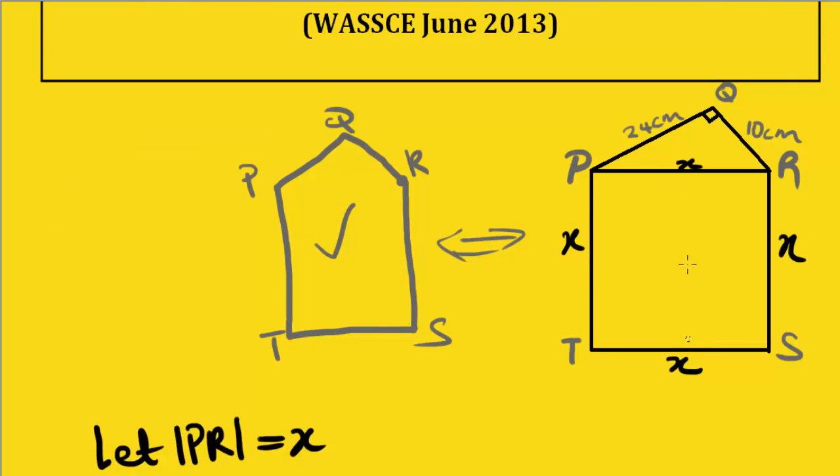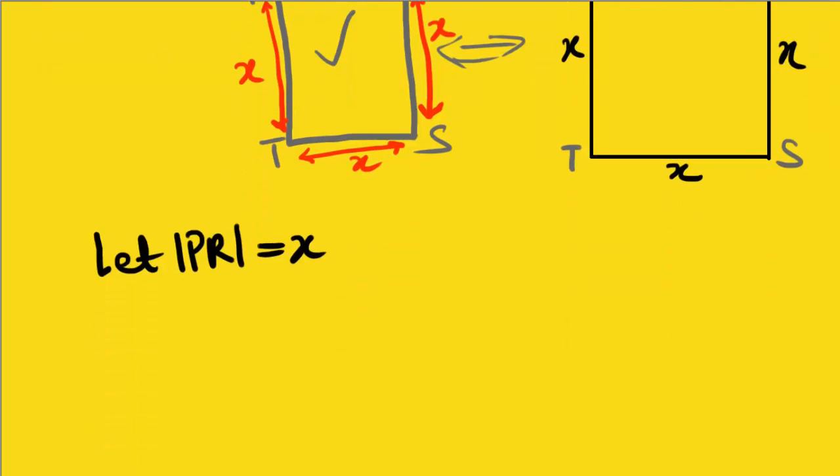What do you need for the perimeter? We need to know the length of the sides surrounding the polygon. We need to know this length, which we're given. We need to know PT. We need to know TS. We need to know RS. Now, from what I've just shown you, PT, TS, and RS are all x. So all we really need to know is x. And we can determine x from this triangle PQR using Pythagoras' theorem, as I'll show you.